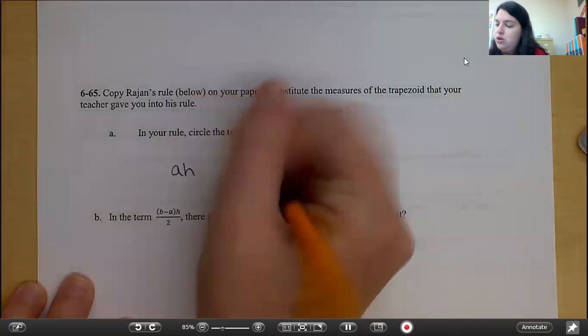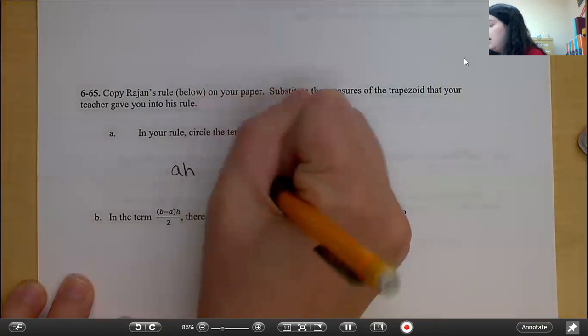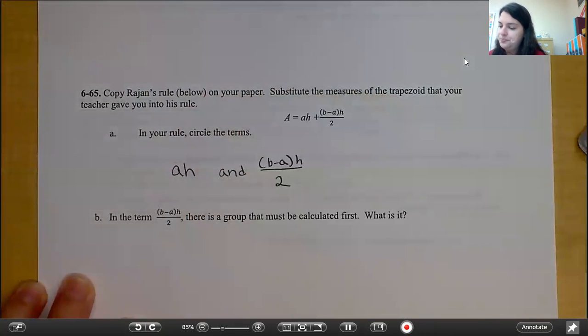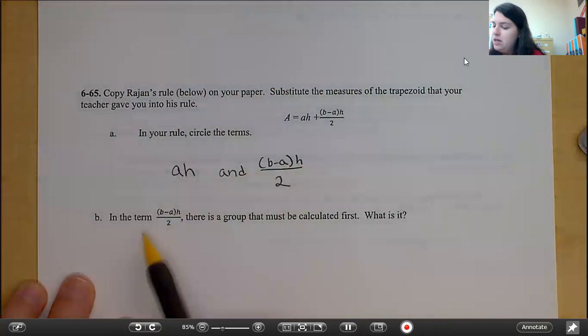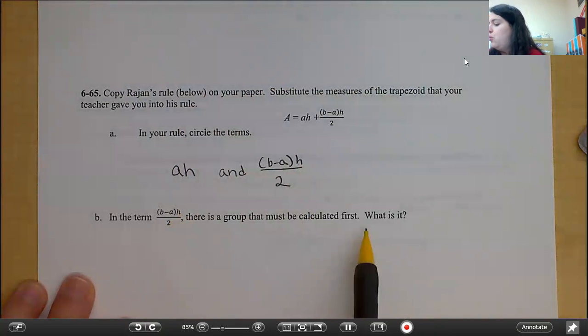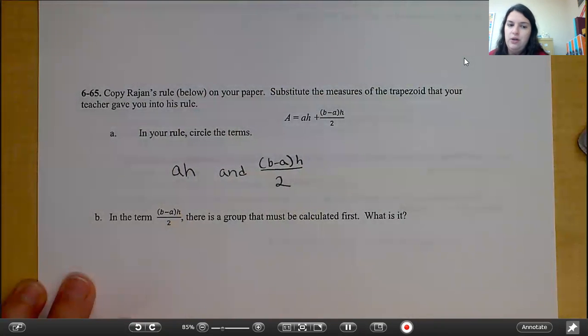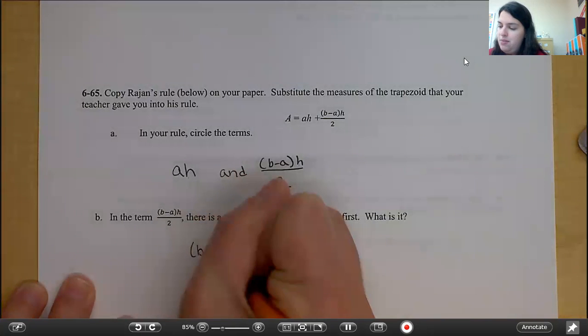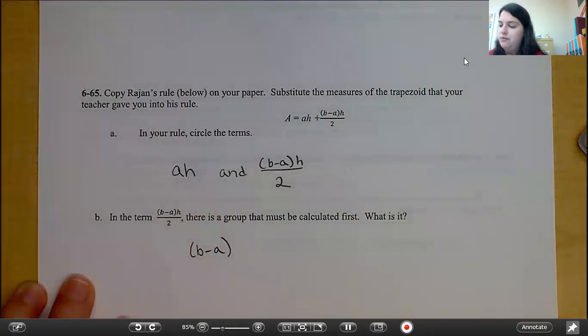Your terms, hopefully you saw that there were 2. It's AH and the quantity of B minus A times H all over 2 is your second term. And you're going to have numbers where I have variables, but they could be different. In the term B minus A times H over 2, there is a grouping that must be calculated first. What is it? So go ahead and try and figure out the grouping that must be calculated first. If you're back with me, you've done this, and it should be B minus A. Should be your grouping that is done first.